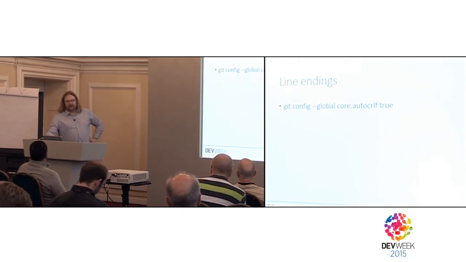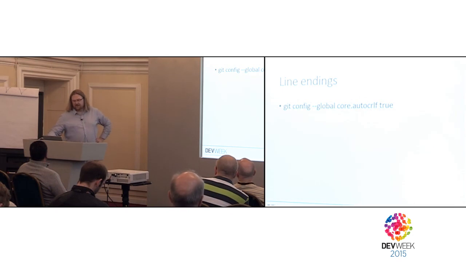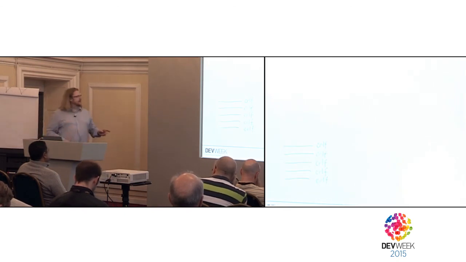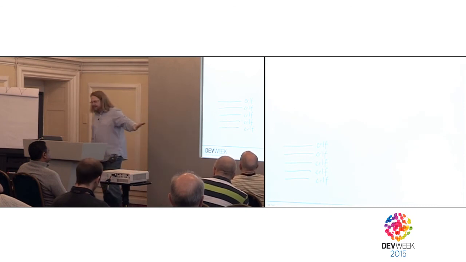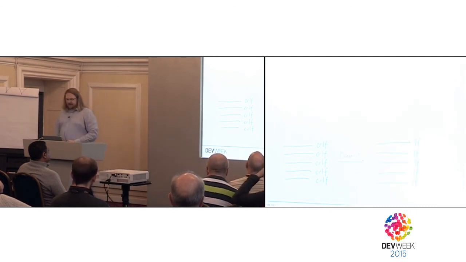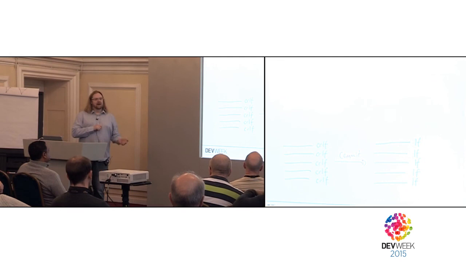Now, what Git will do is, if you've got a global setting set up with core.autocrlf set to true, when you commit, if you've got a file in Windows land that ends in CRLFs, it commits them with LF.